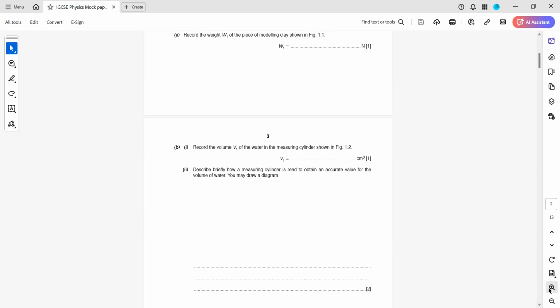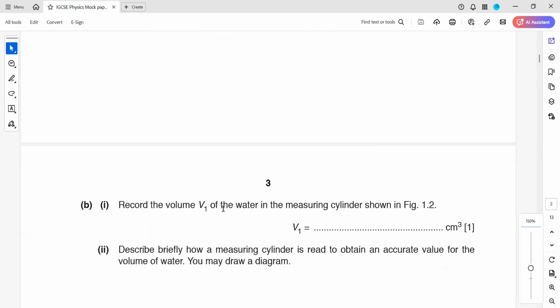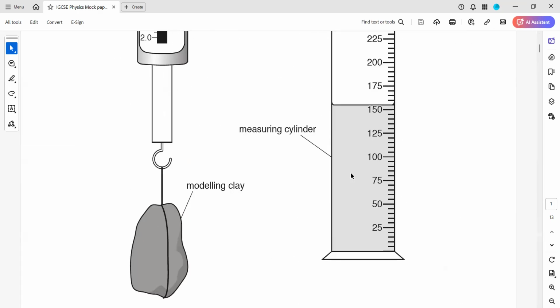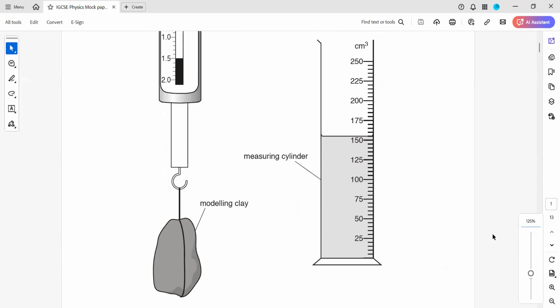The next one, record the volume V1 of the water in the measuring cylinder in figure 1.2. What is the volume of the water in the measuring cylinder? What is the level? We always read the bottom of the meniscus. What is this number?